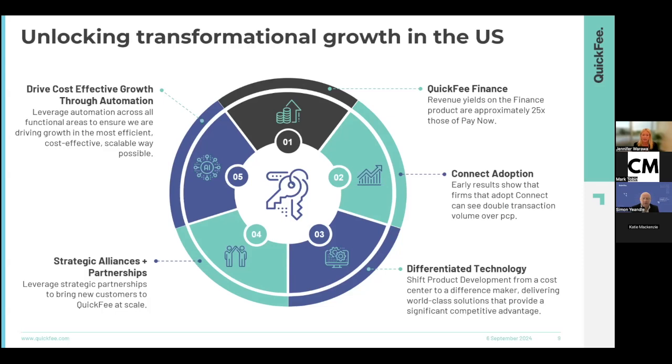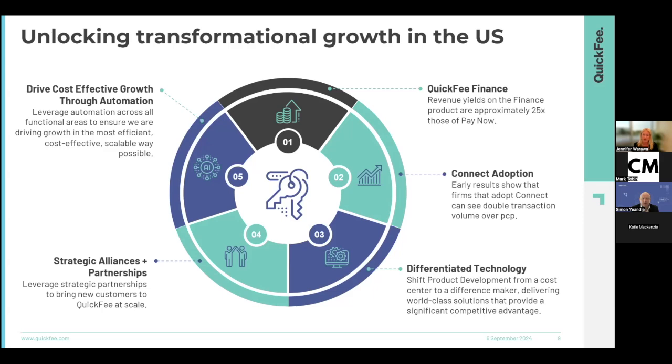Secondly, Quickfee Connect is part of our growth strategy. Many firms that have adopted Connect have seen their transaction volume grow by over 40% in the same period over last year. In addition to that, by integrating Quickfee Connect with the most widely used practice management solutions in the US, firms are able to unlock automation capabilities that simply don't exist in the practice management solution itself. To maximize the transaction volume we capture from our customers, Connect is the key.